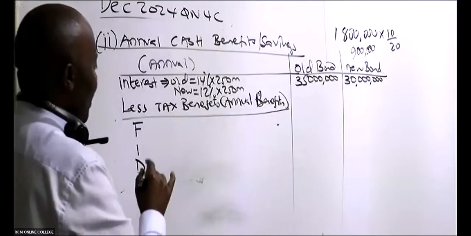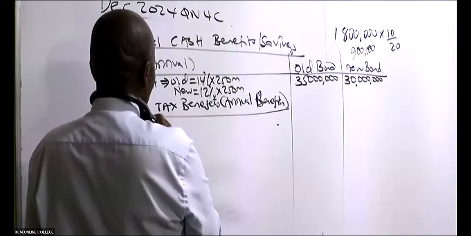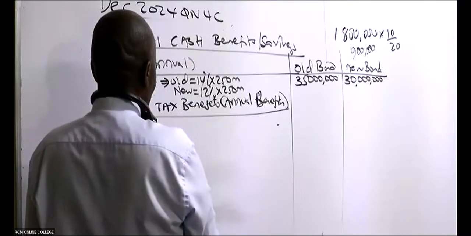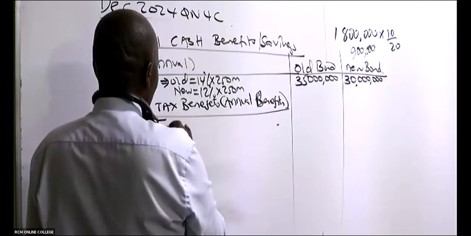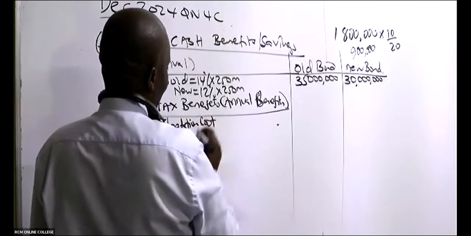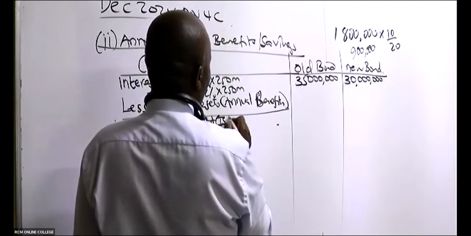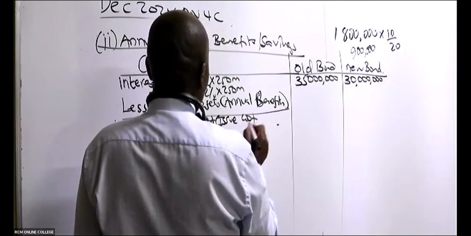So in this case, this FEED, we have the first one. Let me just repeat this. F is for flotation cost, which is the same as what here? Issue costs. Don't forget that.